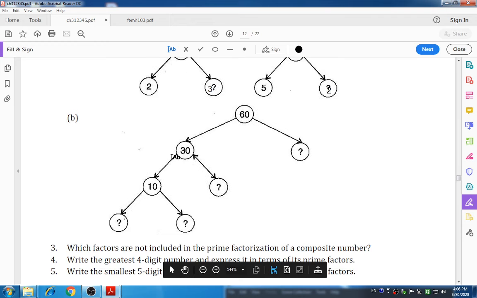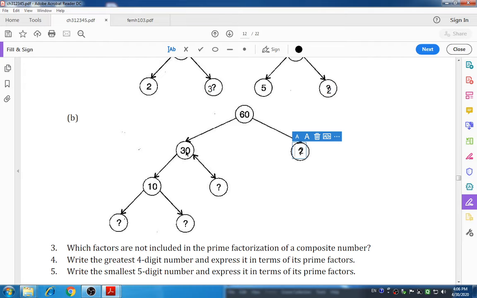For 60 here, 2 30s are 60. So what do we have to write here? 2. For 30, 10 3s are 30. So we have to write here 3. Again, for 10, we have to write here 5 2s are 10.